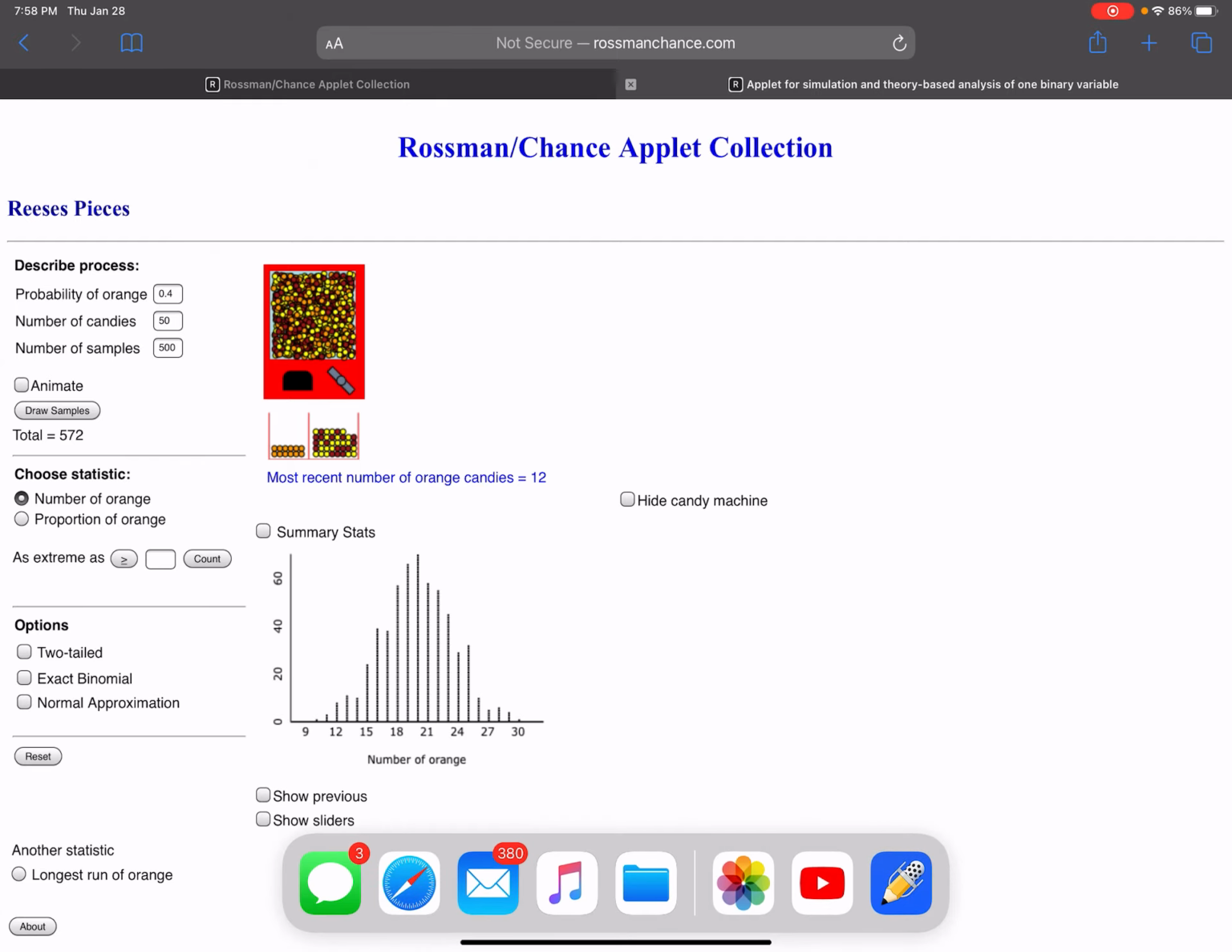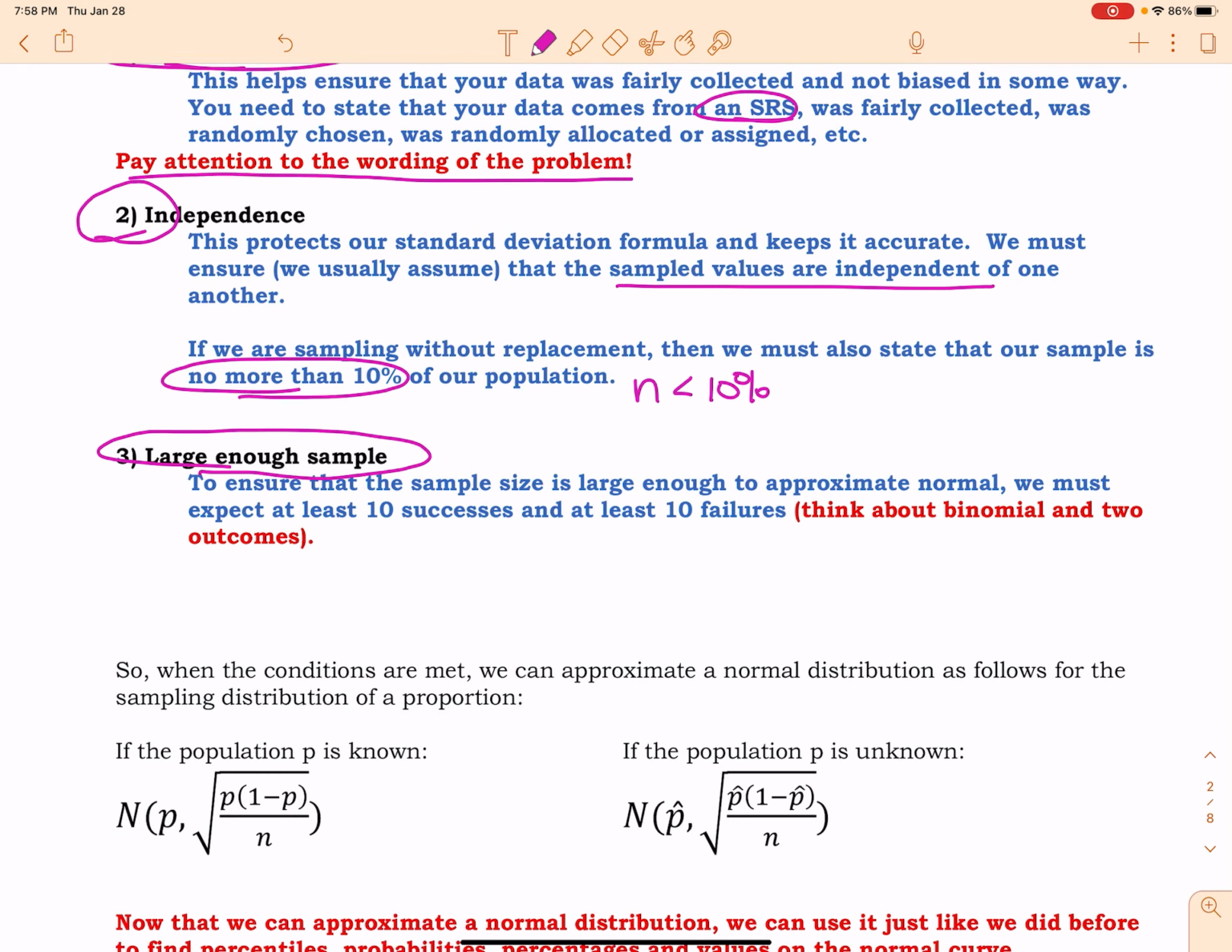So within each individual sample, what I want to see is at least 10 successes and at least 10 failures. Think back to when we were talking about the binomial distribution. We had two possible outcomes. It was in this category or it was in this category over here. There were only two possible outcomes. So whatever my situation is, I'm going to have two possible categories, and I want to see at least 10 of each to know that I've gotten a sample that's big enough for using my normal distribution model.